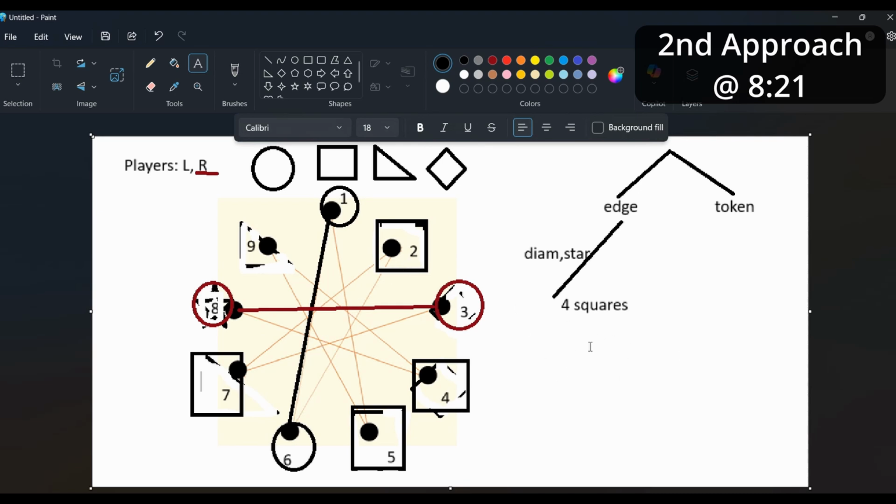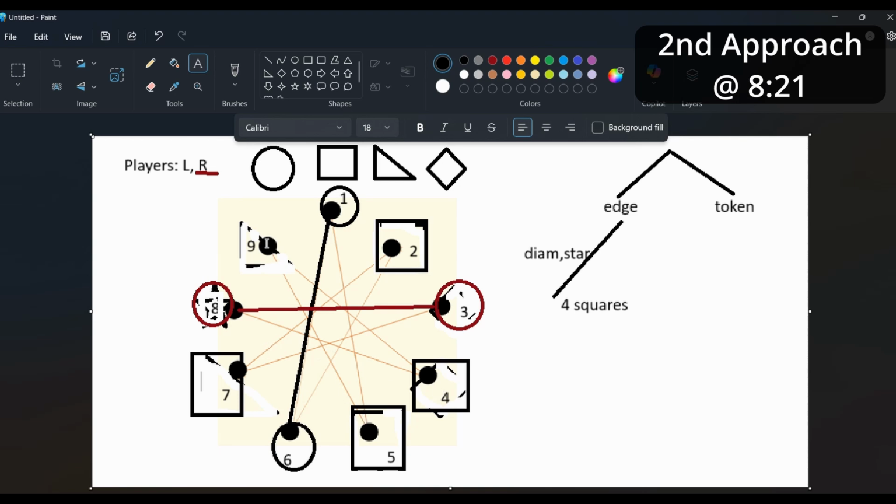And now let's not just draw the graph, we can just analyze it here itself. Let's say L plays 2-7. Then there's a way for R to win. How? If R plays 9, L plays 5, and then R plays 2. Similarly with other edges as well.